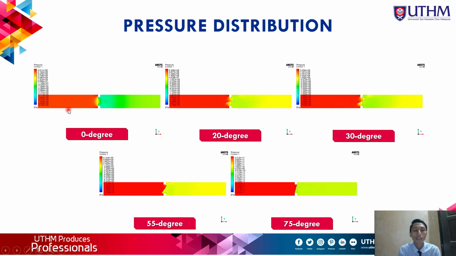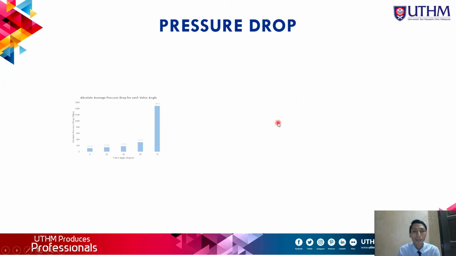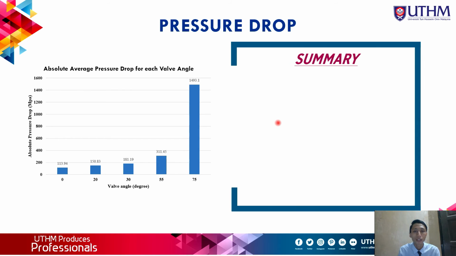From 0 to 75 degrees, the contour here shows a red contour, which is high pressure, and after it passes through the butterfly valve, the pressure becomes lower. It is indicated by this yellow or green contour. So from the pressure distribution, we can get the pressure drop.